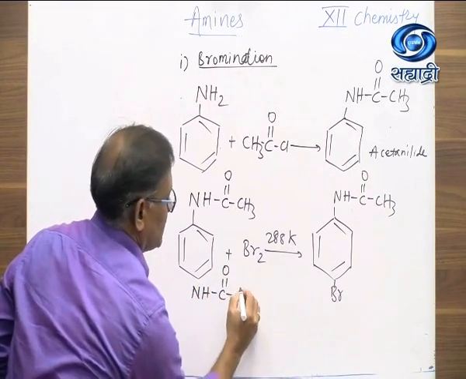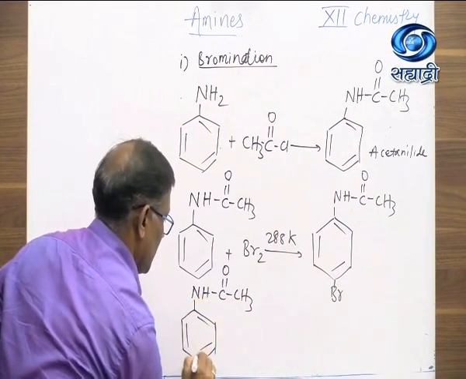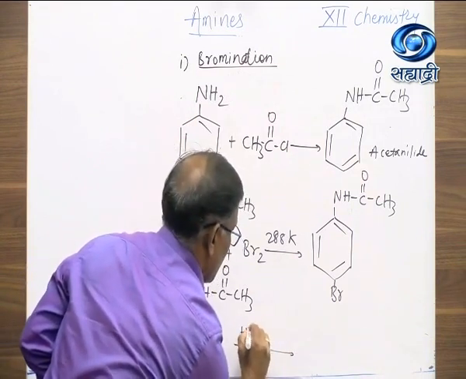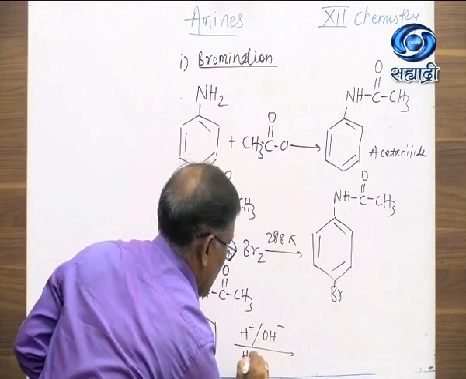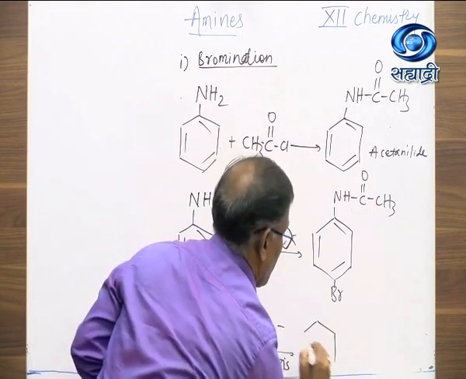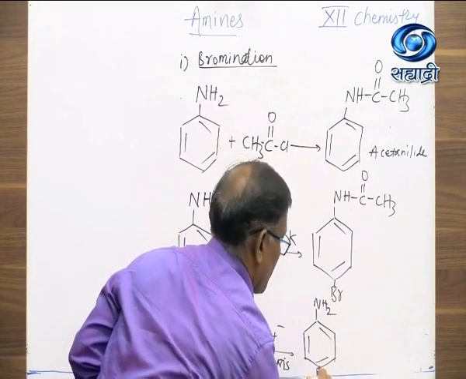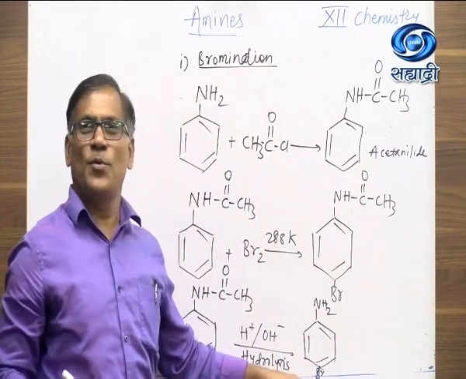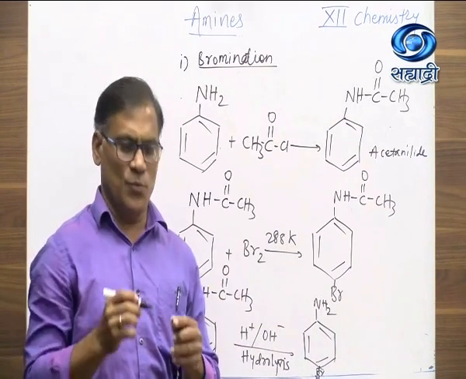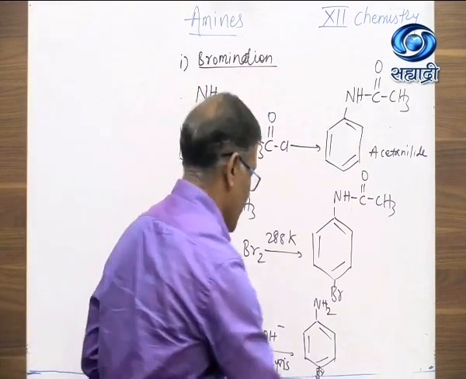And finally, para-bromoacetanilide is hydrolyzed by acid hydrolysis or alkali hydrolysis, with H plus ion or OH minus ion. Hydrolysis takes place to form para-bromoaniline. So this is the way to prepare mono-substituted aniline derivatives.